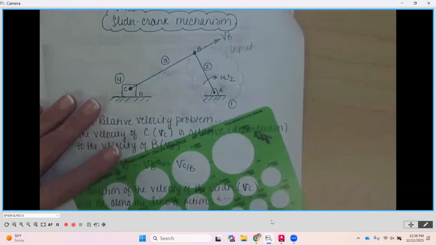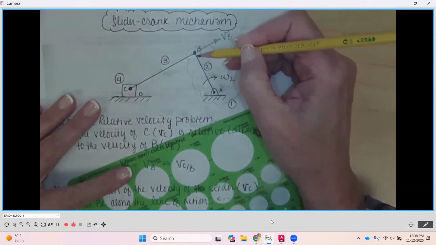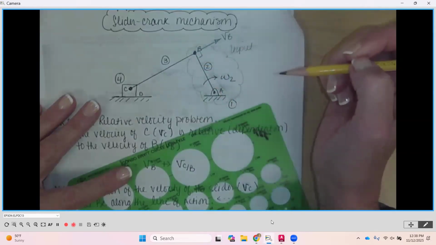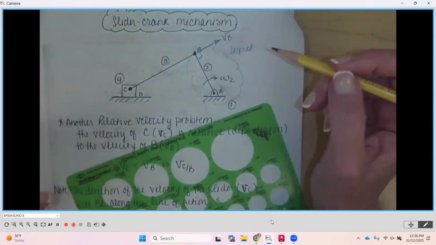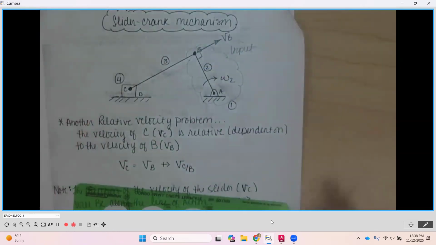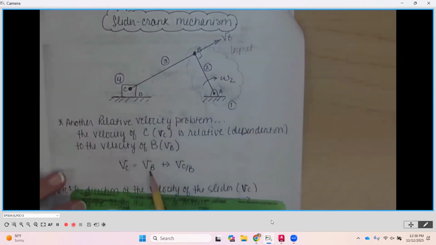Hopefully you drew it going up and to the right, perpendicular to link number 2, because that's the straight line radius back to its center of rotation, and it's only going to go along a circular path in the direction of rotation. Many times on that input we know how fast it's going, so that's where we know the most information. This is a known quantity, the velocity of B. The unknown quantity is the velocity of point C.